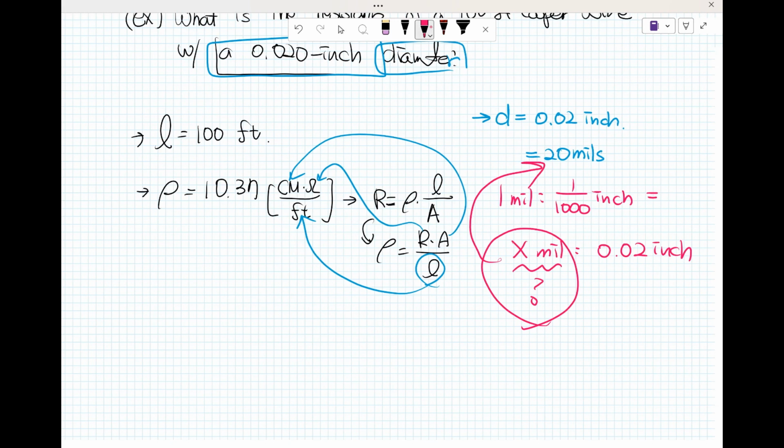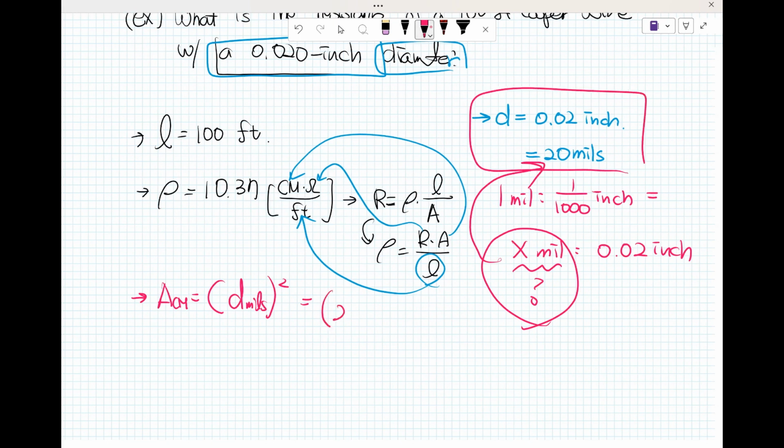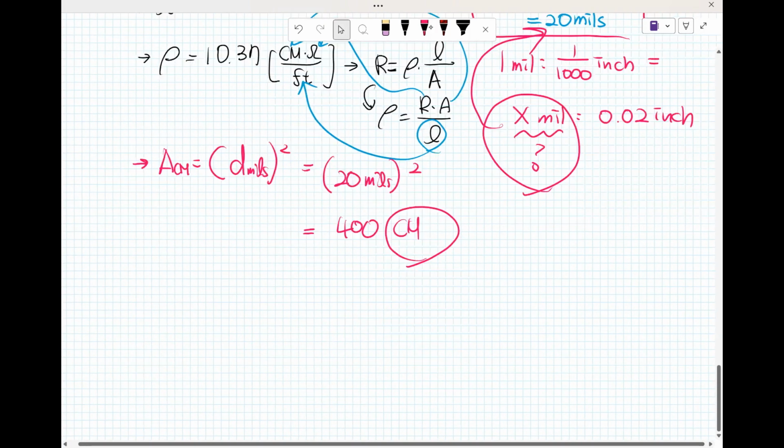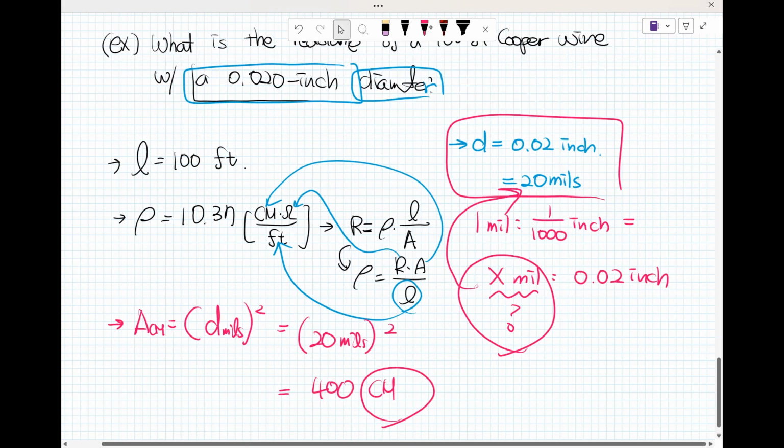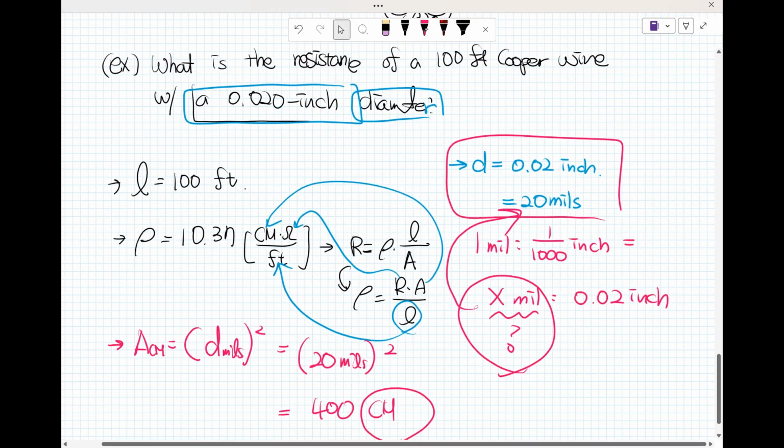And what is the A in CM? Circular mil, the diameter in mils squared. So now 20 mils squared, that is 400 CM. Why? Because that was the cross-section area unit. Okay, so finally, the question is, what is the resistance?